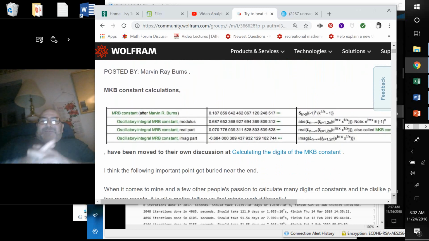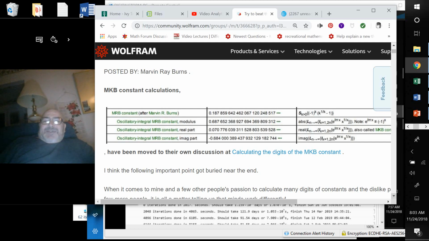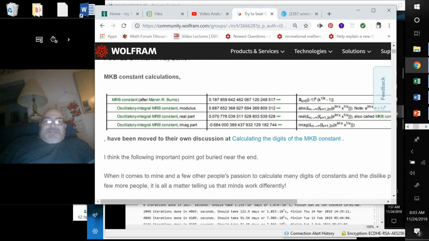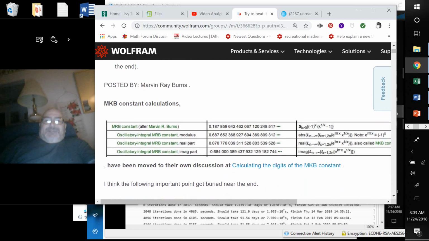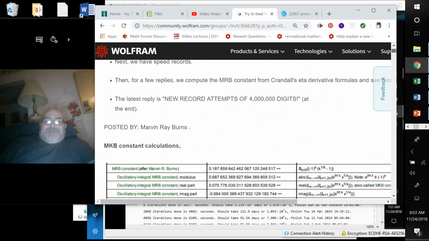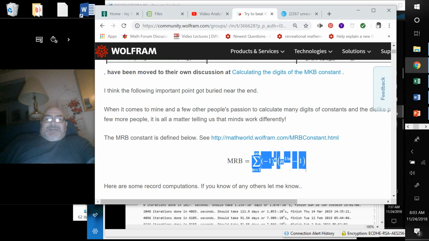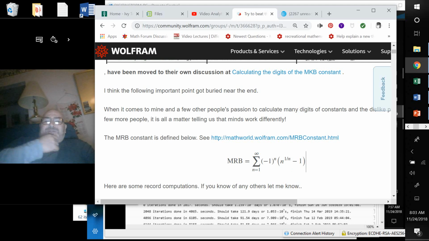Now, first of all, I mentioned the MKB constant calculations. MKB is the integral analog of the MRB constant. The MRB constant is the sum of negative 1 to the power of n times n to the 1 over n, minus 1.